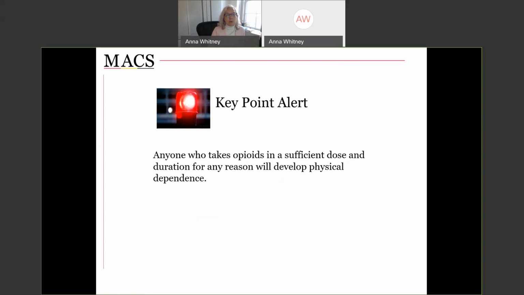I think the key point here is that opioid use disorder and addiction is a specific diagnosis that happens in individuals who take an opioid. However, anyone who takes an opioid in a sufficient dose and duration for any reason will develop what's called physical dependence. And that is not the same as addiction.